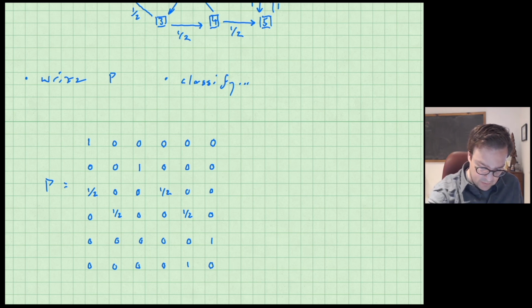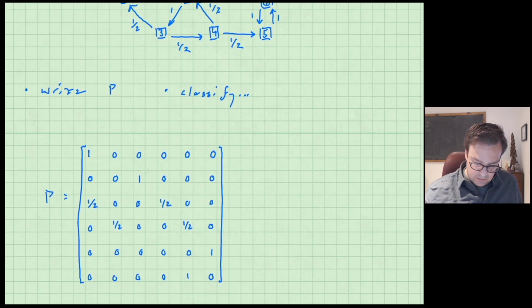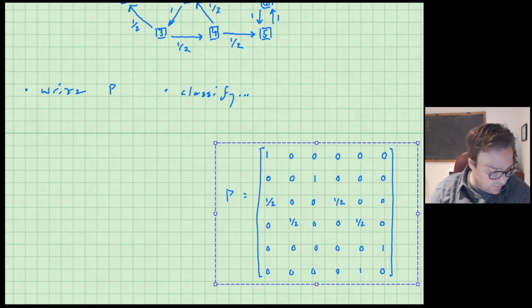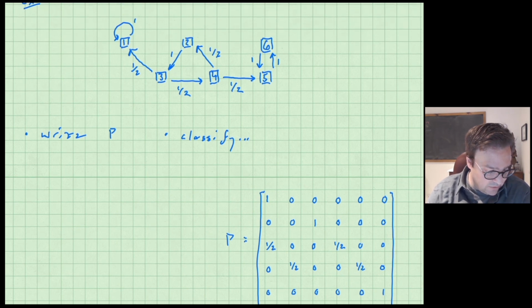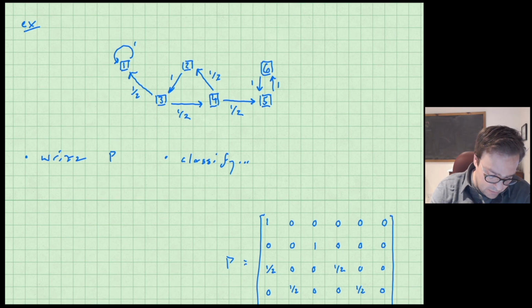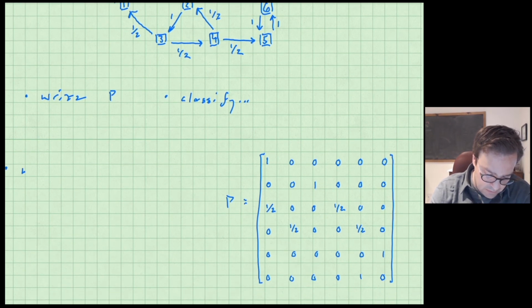Well, that was messy. Right, so that's P. Maybe I'll shrink it and move it off to the side. Oh, I don't know, it's fine like that. I'll move it over here. So that's P, we've done that. Let's try to do some classifying of states. All right, so first of all, which states are communicating pairs, or intercommunicate? Which pairs of states communicate?